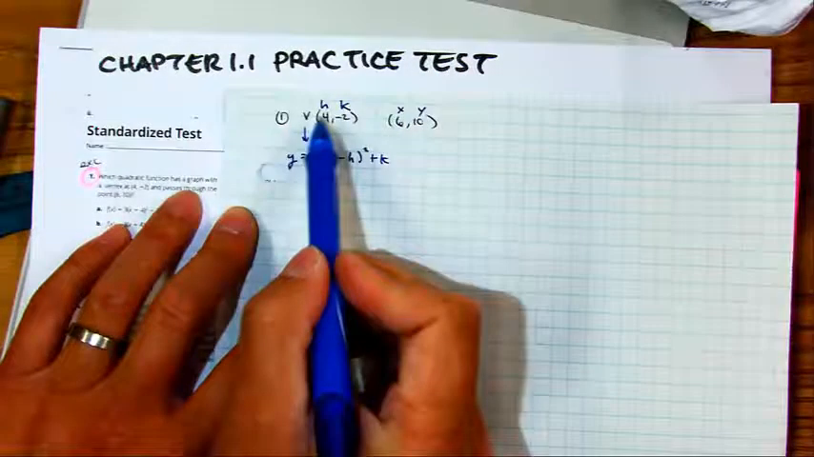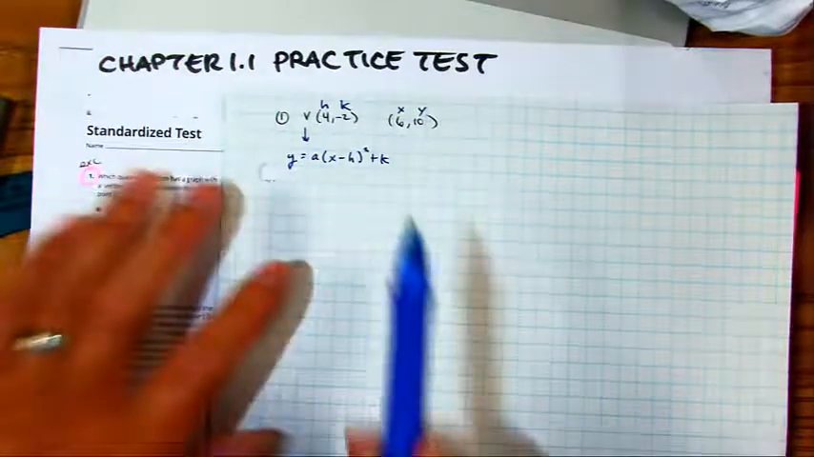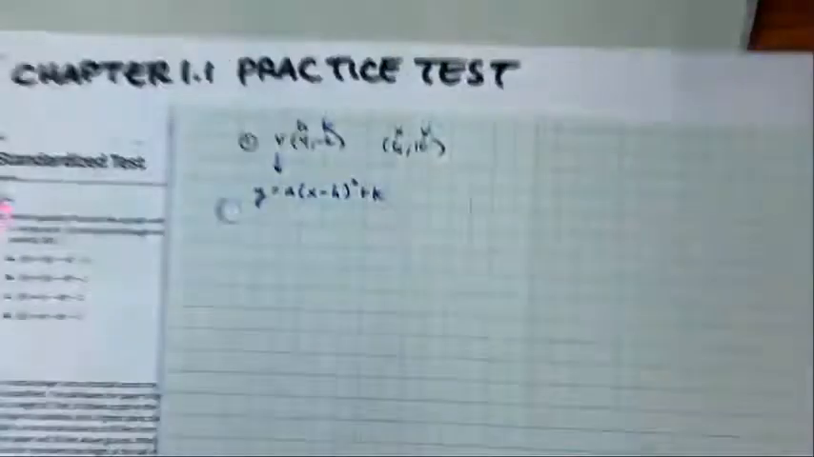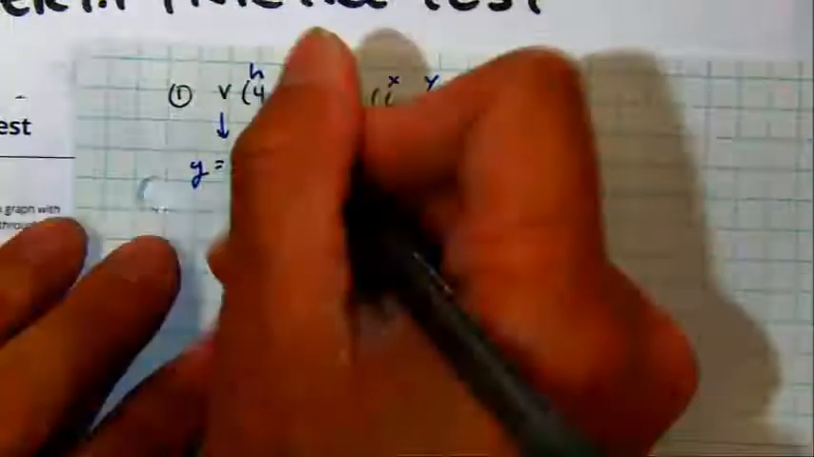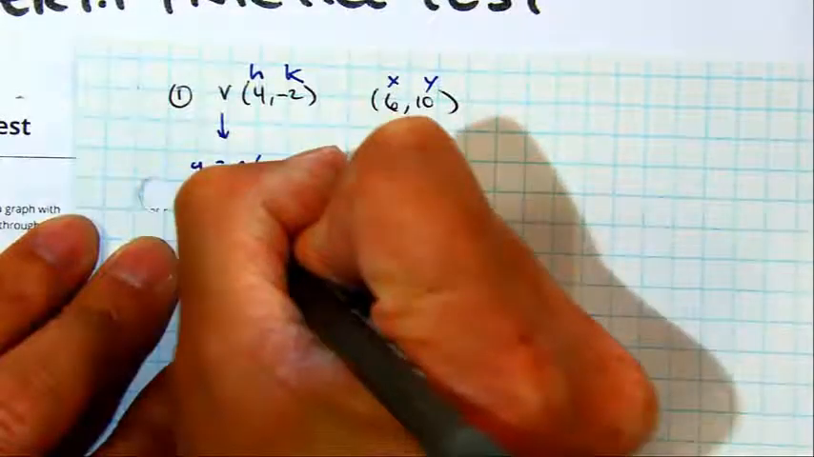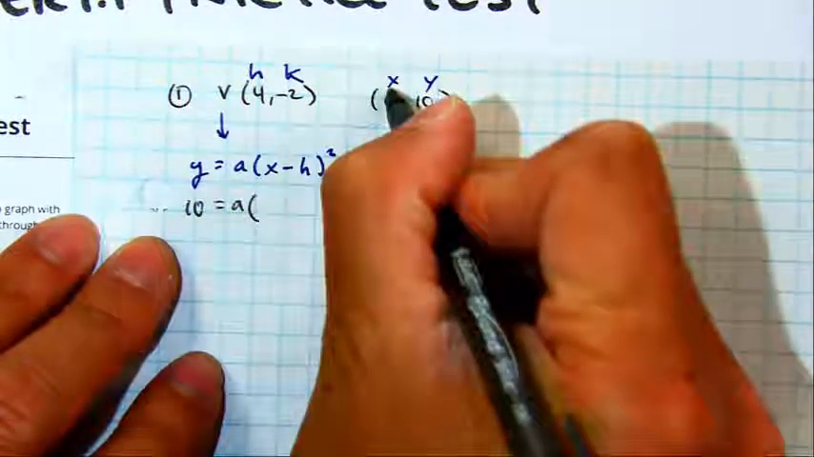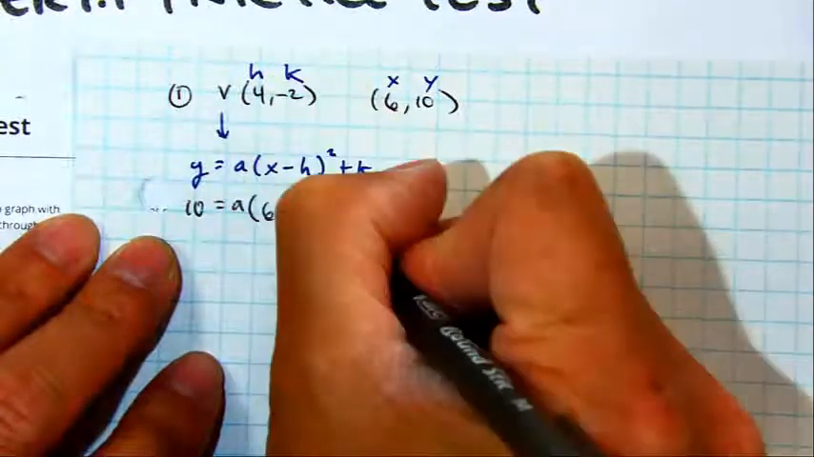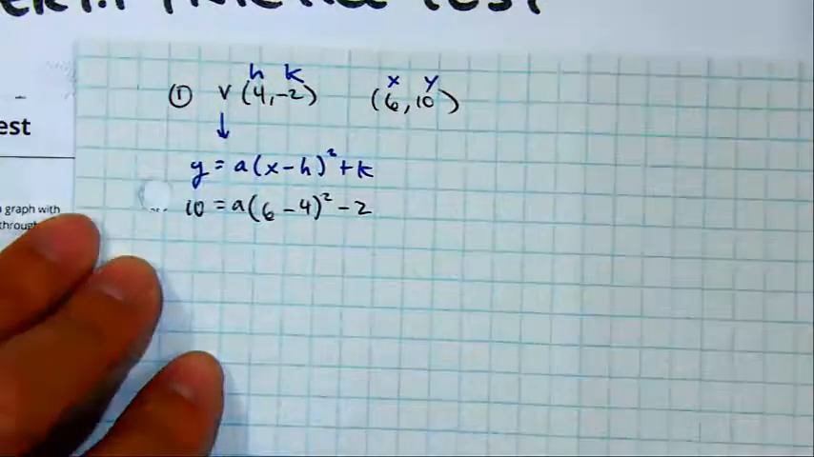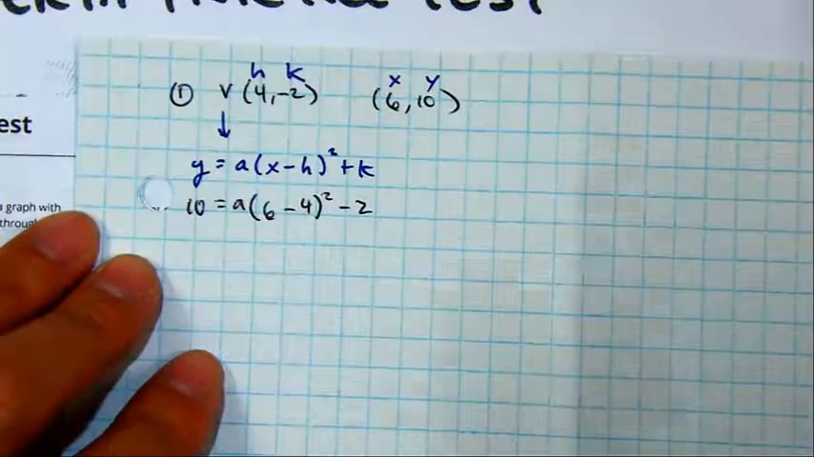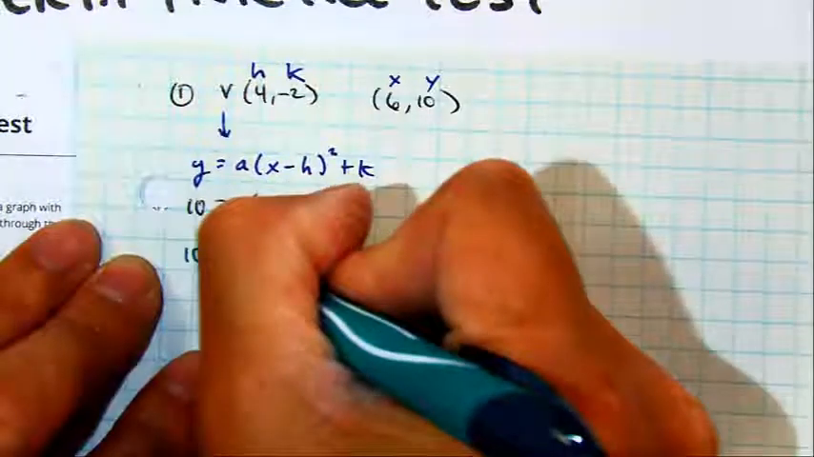If you look, I have 4 letters, and over here I have 5 letters. If I do all the substitutions, it tells you what letter we're solving for. My y value is 10. My a value we don't have. My x value is 6. My h value is 4. And my k value is -2. So class, we're basically solving for what letter? The a value. So 10 equals a.